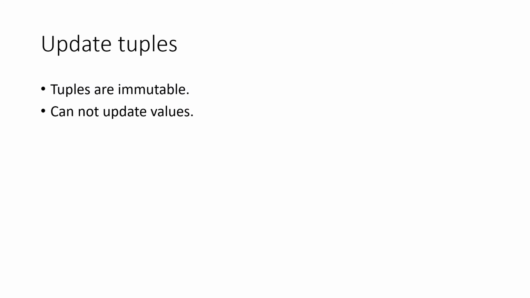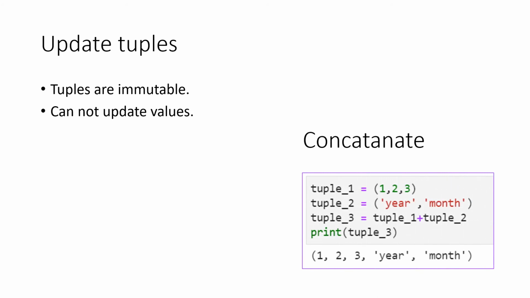Updating tuples. Tuples are immutable, so you cannot update the values in a tuple. Instead, what you can do is concatenate tuples to make a new tuple. Here I have used tuple 1 with integers, and I have used tuple 2 with strings. Then I have concatenated these two tuples to form tuple 3.